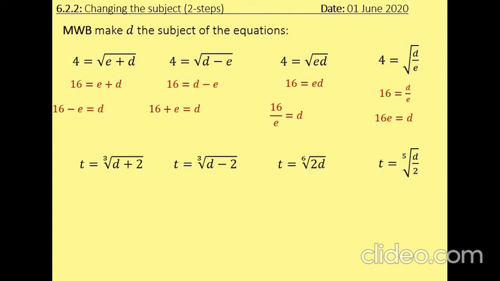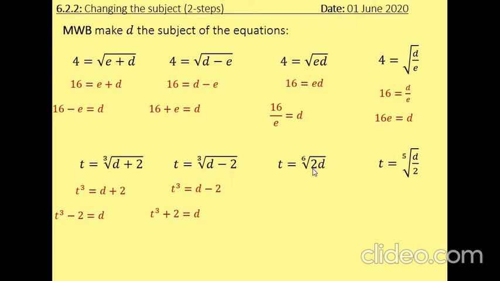And the last four practice questions, sorry, D has 2 added to it, then everything was cube rooted. So working backwards, we're going to undo the cube root by cubing both sides first. Then we're going to take away 2 from both sides to make D the subject. Next, we have D has 2 subtracted from it, then everything is cube rooted. So we're going to work backwards and cube both sides, and then add 2 to both sides to get our answer.